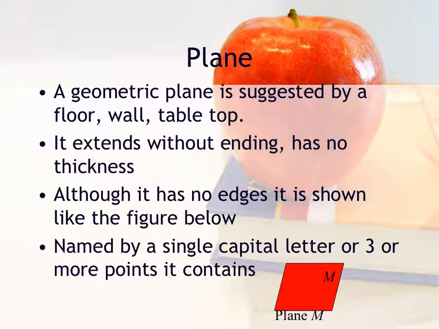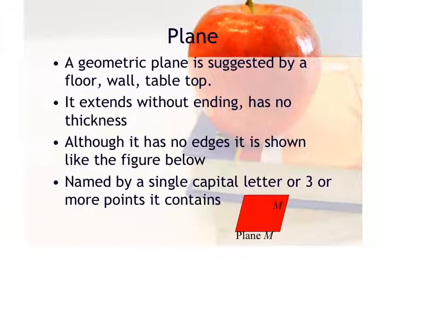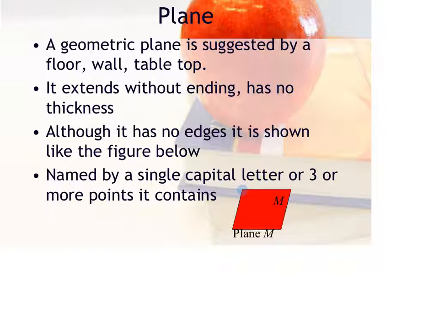And a plane, a geometric plane, is suggested by a floor, a wall, or a tabletop. So examples of what it may look like would be those 3 things, but technically it doesn't end. So it never has edges, okay? It has no thickness. So if this floor could extend forever on in every direction, then it would be a true plane, okay? And a plane is named by a single capital letter or by 3 or more points it contains. So you can either call that plane plane M, or if you had something with points on it, like A, B, C, you could also call it plane ABC, okay? So by a single capital letter that is not a point, that's actually its name, or by 3 or more points that it contains.